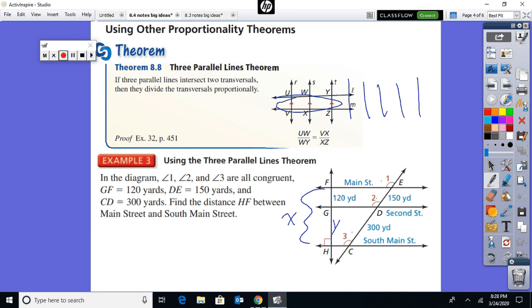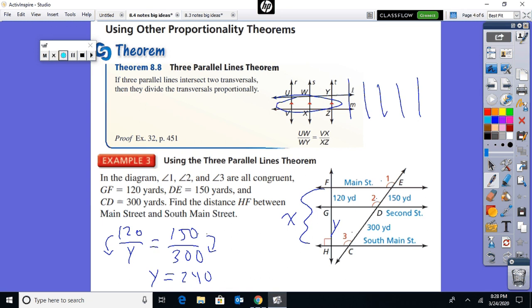So I'm going to just throw some variables in, make this a little bit easier. So set a proportion up to solve for y. And I can simply say that 120 is to y as 150 is to 300. And you might not even have to cross multiply this one. 150 is half of 300, so 120 is going to be half of what's on the bottom. So I know that y is going to be 240, just using my head there a little bit.